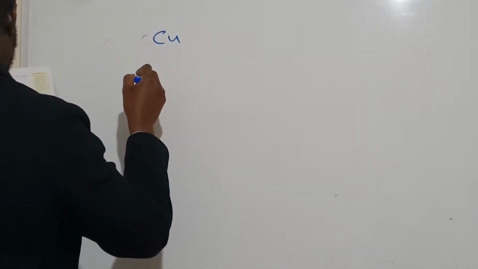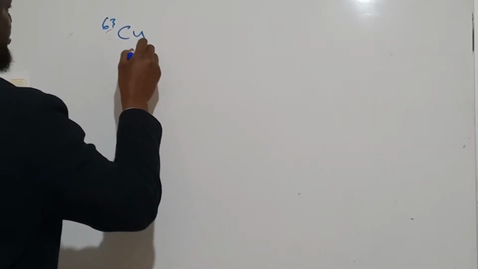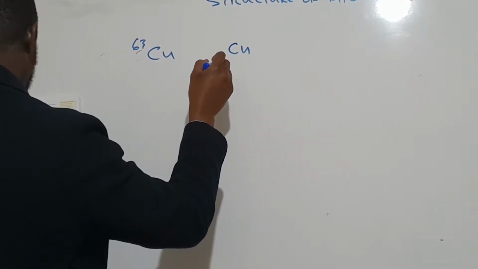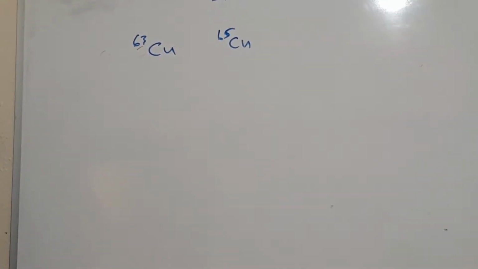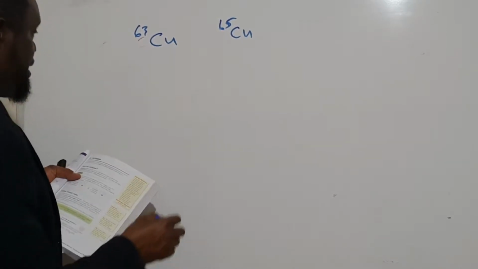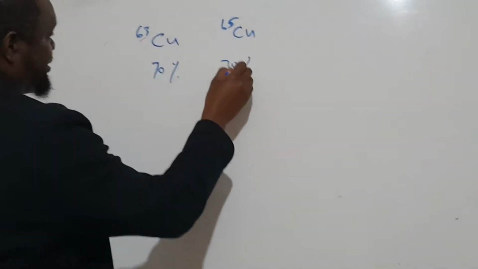In this question here in the book, it says an isotope of copper. This time, copper. Okay? So one is copper 63. They didn't put atomic mass, it doesn't matter. And the other one is copper 65. Does every element have an isotope? No, not every element. Briefly, I'm going to explain what an isotope is again. And the abundance is, this one is 70%, and this one is 30%.